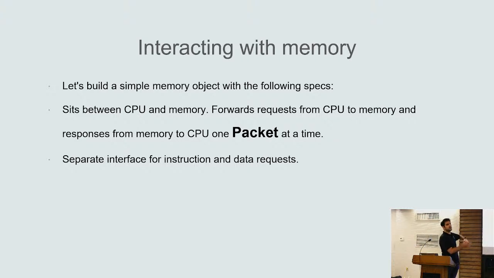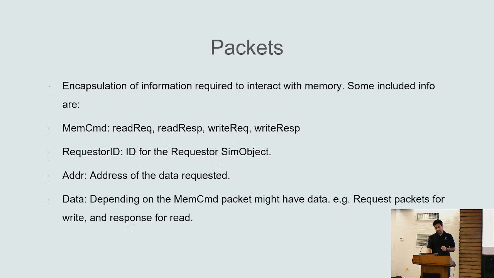So one side of this SimObject will be connected to a CPU, and one side will be connected to a memory. So we're going to prime this so that it can connect to both. I'm going to talk about this thing called packet, and we're going to see what it is.